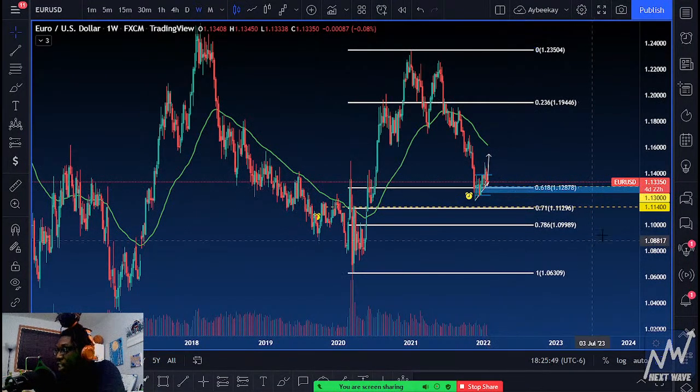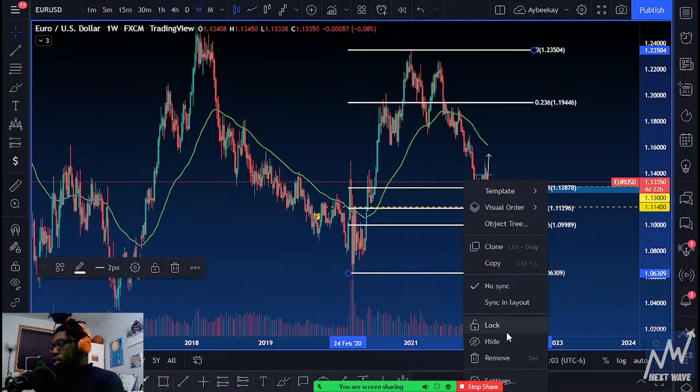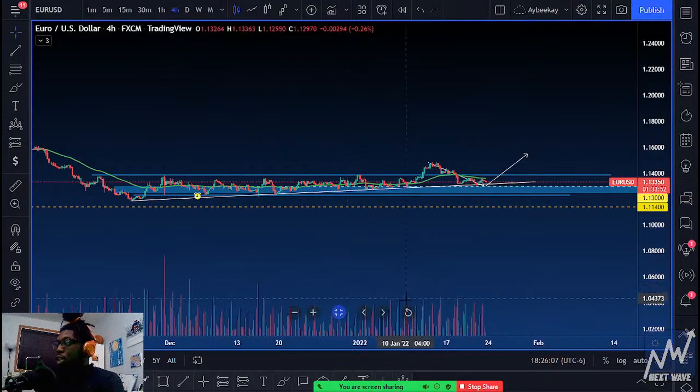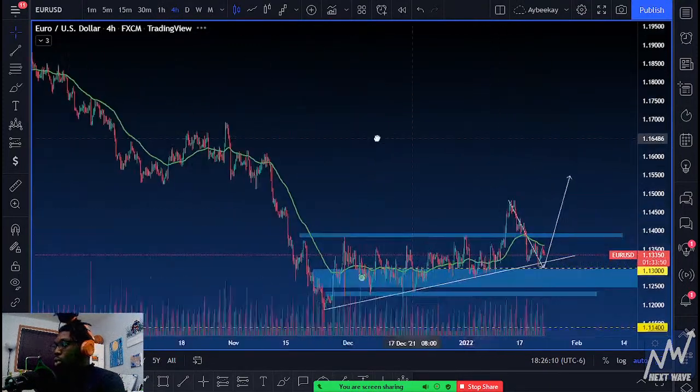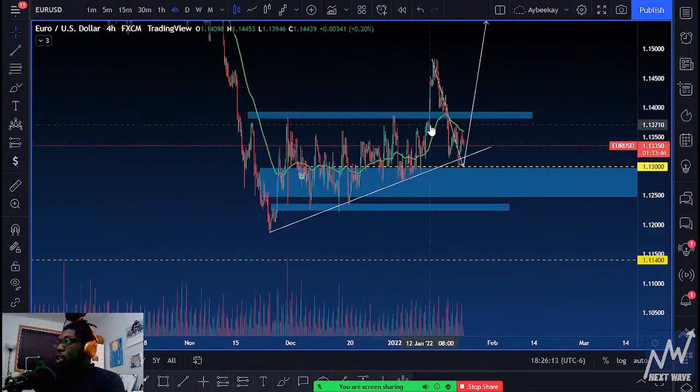I already have it set up over here at 1.11400, and that's if the DXY does decide to continue going bullish, which I kind of feel like it will, just not yet. So that being said, gonna wait and see what the DXY is gonna do. Gonna wait and see what Euro USD is gonna do. I do like that it broke out of this structure.